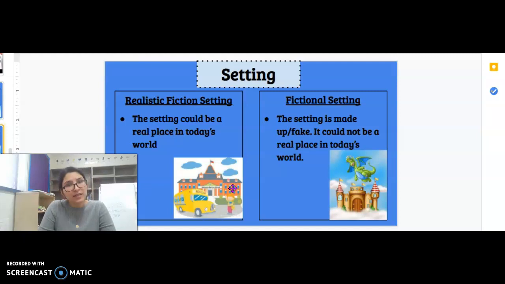Now, fictional setting, the setting is made up. It's fake. It could not be a real place in today's world. Here's this little example right here. It's a castle in the sky. You can see the clouds, and there's a dragon flying above it. That is made up. That is not an actual setting, is it? No, we're not going to see that in today's world, okay?